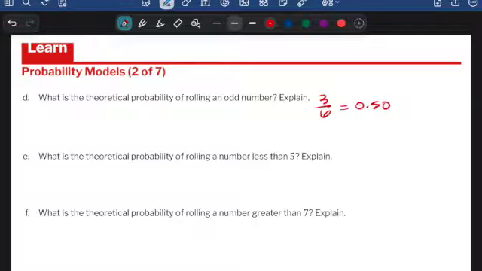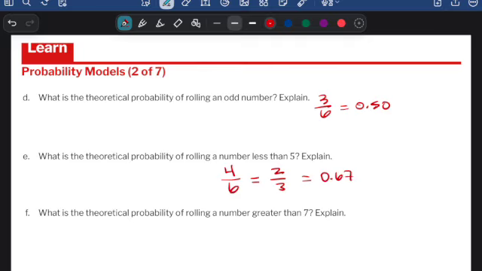What is the theoretical probability of rolling a number less than 5? So how many numbers are less than 5? Not equal to 5, but less than 5. Well, 1 through 4. So I have a 4 out of 6 chance. There are 4 outcomes that are less than 5 out of the possible 6. So we could simplify the fraction. That's 2/3, and you know that's about 0.67 if we round.